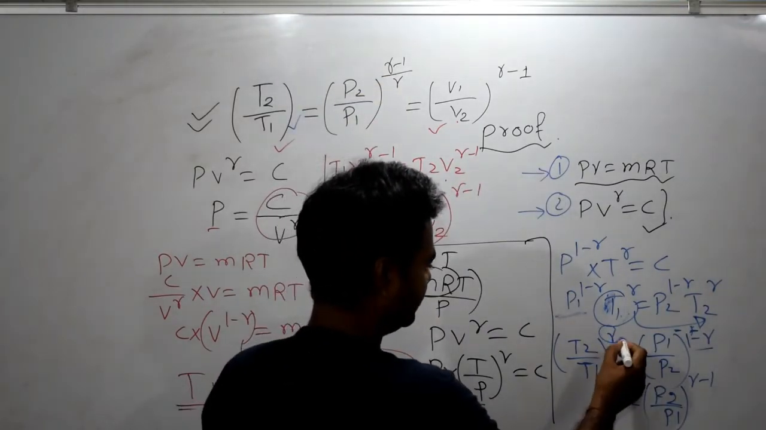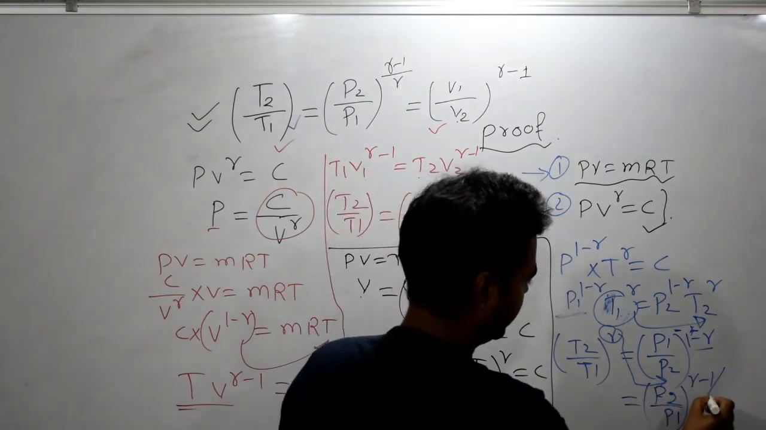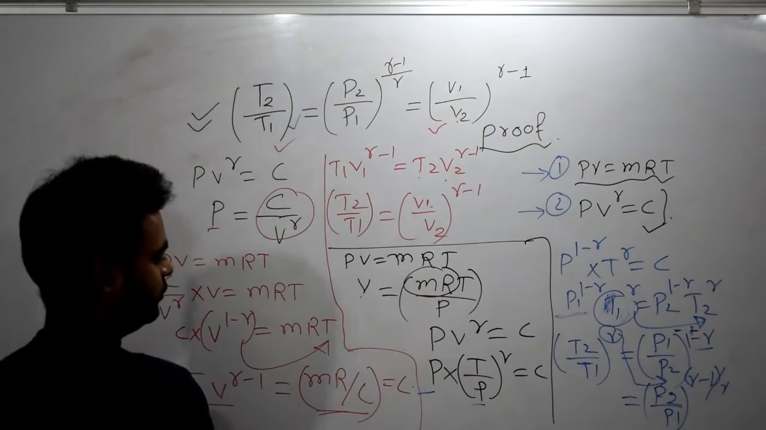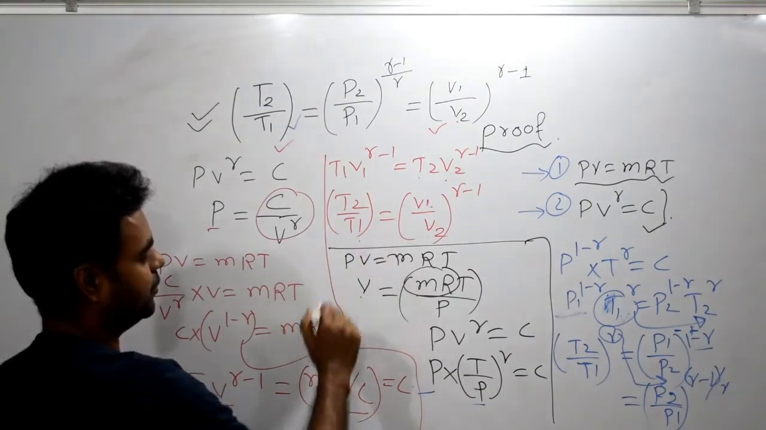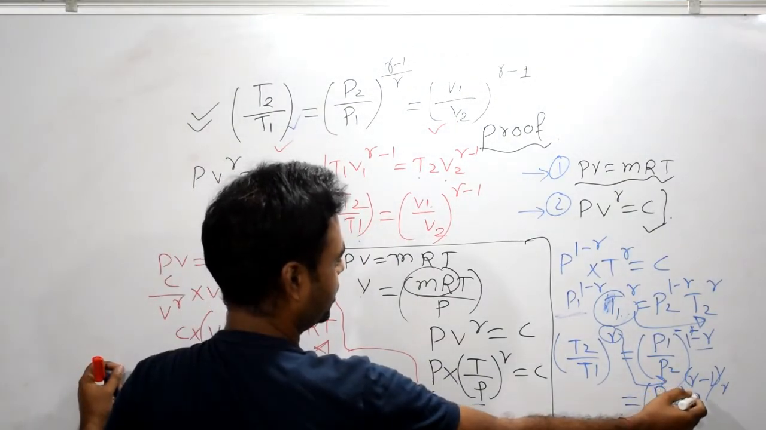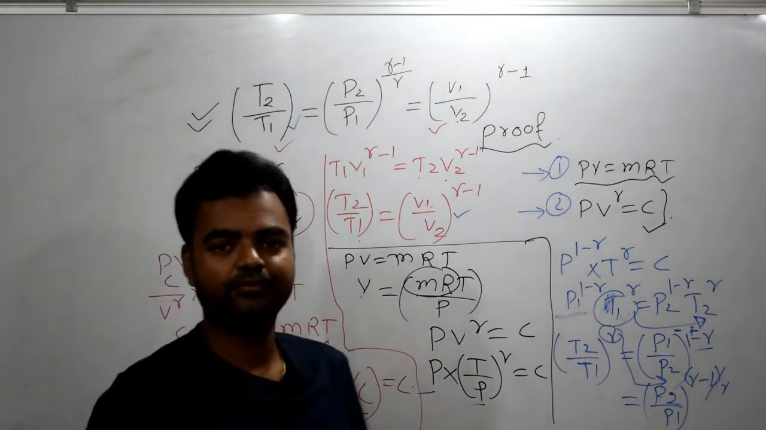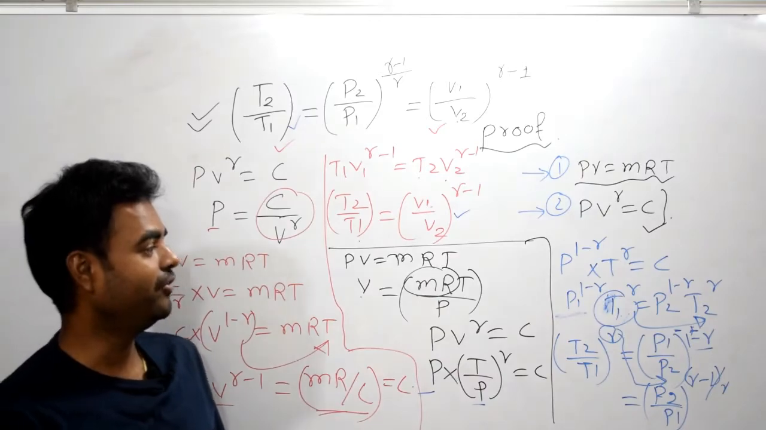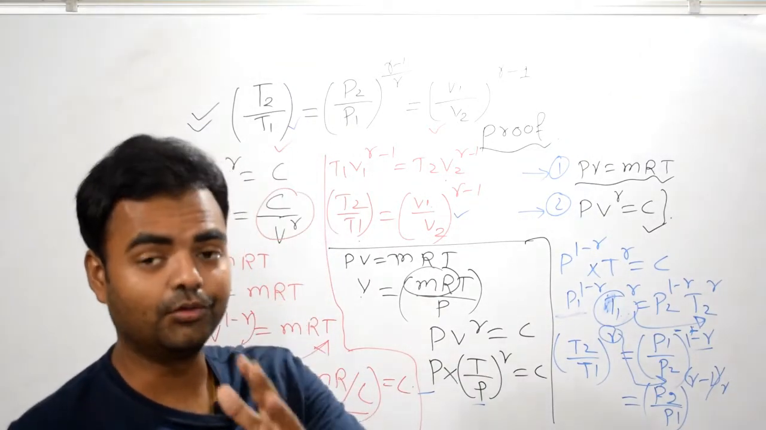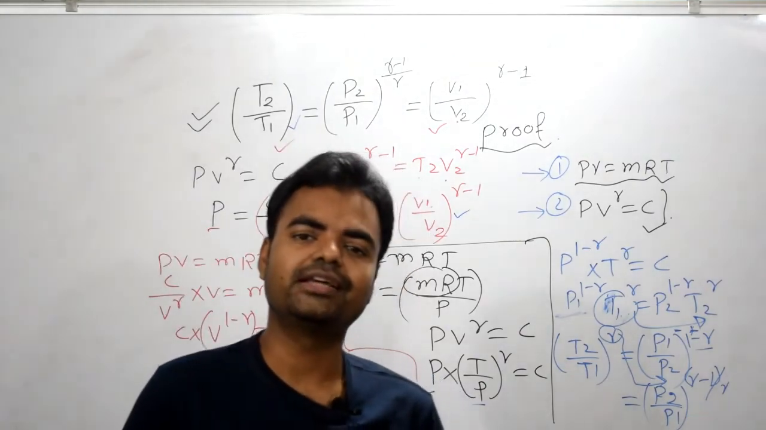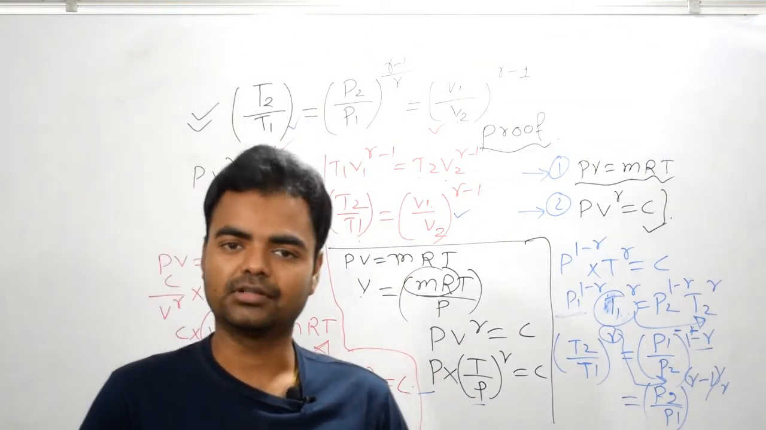Now we have to send this term to this side, so the power becomes (gamma - 1) / gamma. So the final equation we are getting is T2 / T1 = (P2 / P1)^((gamma - 1) / gamma) = (V1 / V2)^(gamma - 1). In this way we can prove the equation. And as I said to you, this equation is applicable for adiabatic processes only.